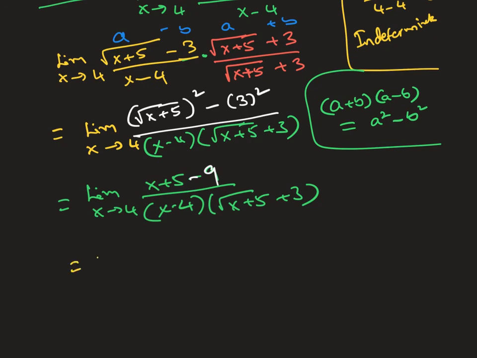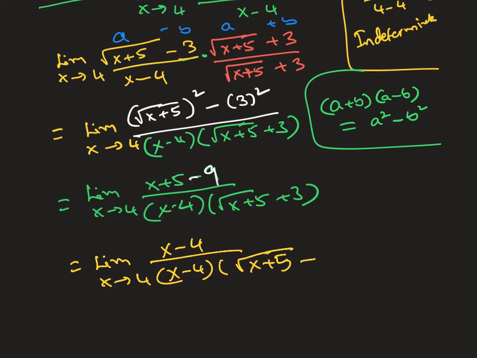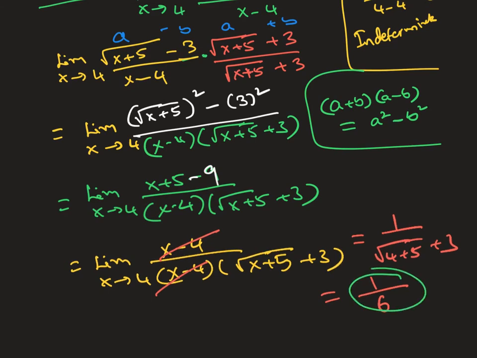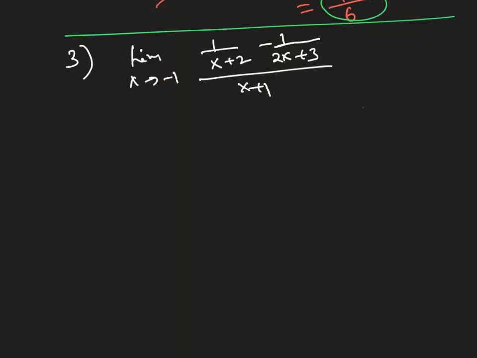Combine like terms on the top. I get x minus 4, which lets me cancel some of the terms here so that I can get rid of that indeterminate format. Plug in 4 into the leftover function. Then I get 1 over 6. That's my answer.